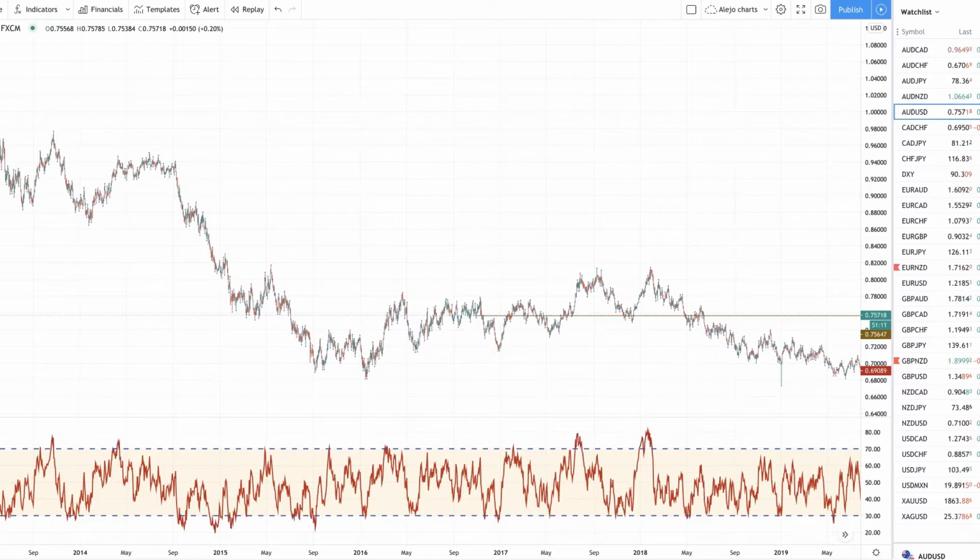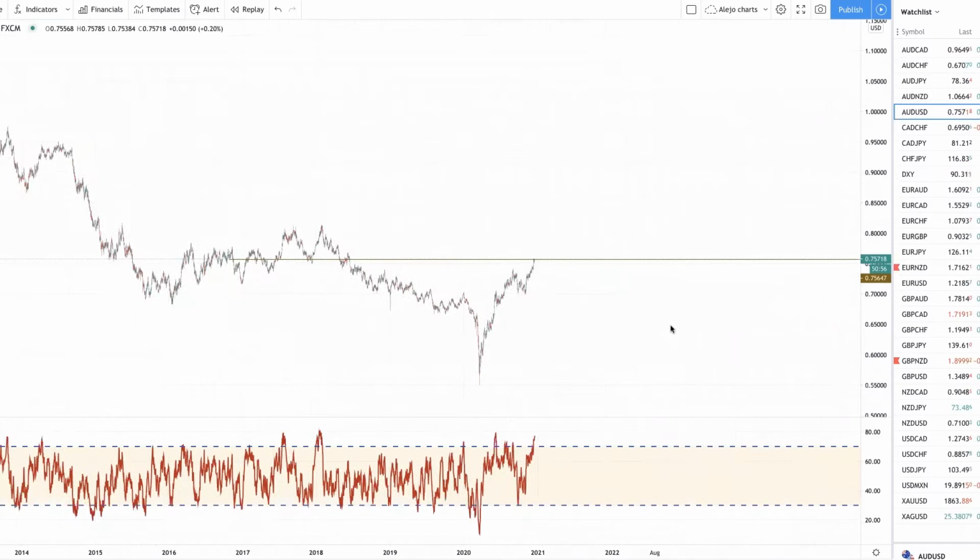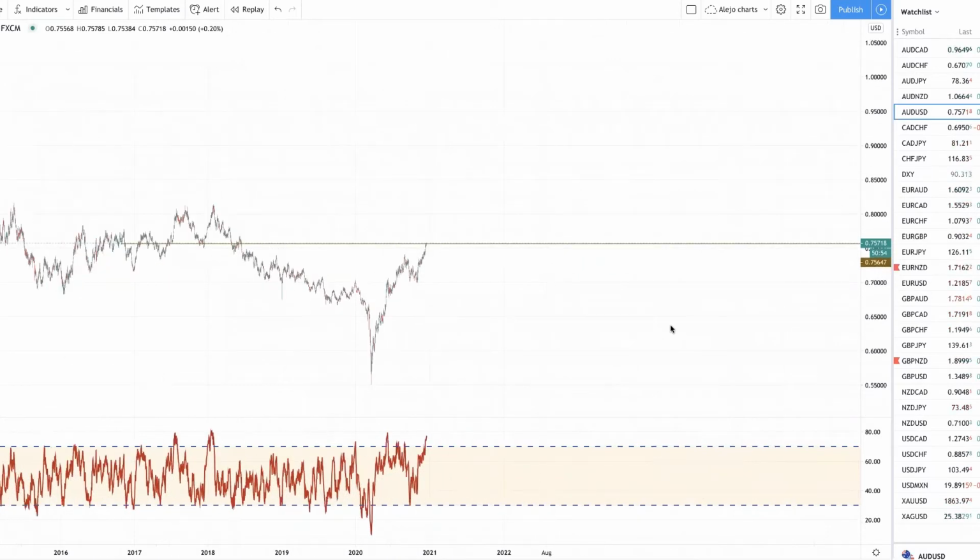New York session's coming to a close, and I'm going over the Aussie pairs. I'm short quite a few Aussie pairs right now: Aussie CAD, Aussie US dollar, Aussie yen. I want to go over my rationale as to why I think we're going to see at least a bit of a turnaround here. The way I like to trade over anything is looking at correlations and putting the puzzle pieces of the market together, right?